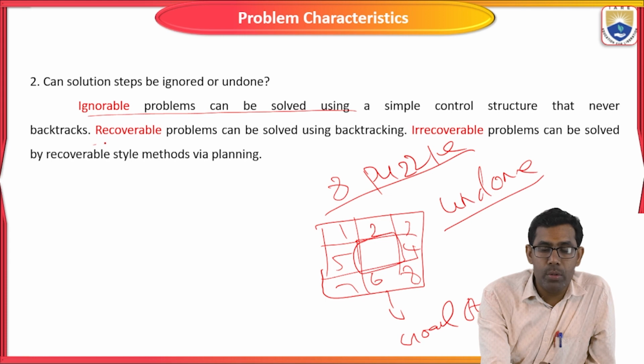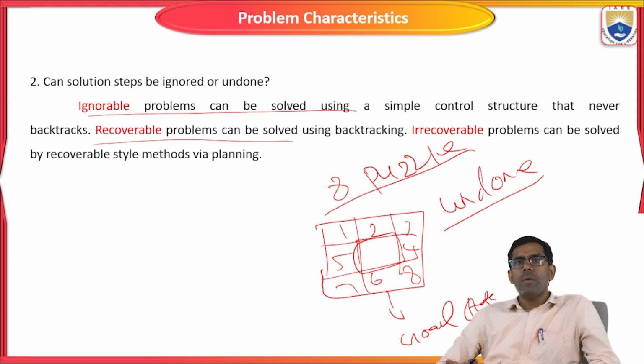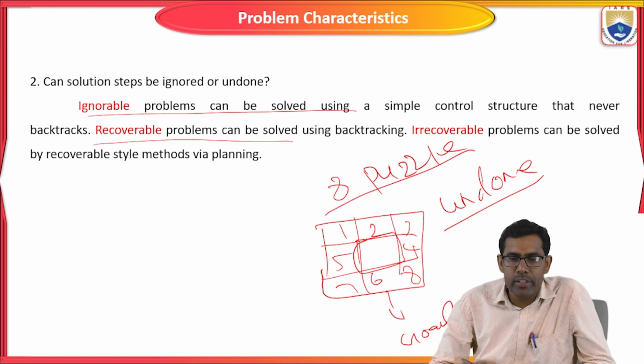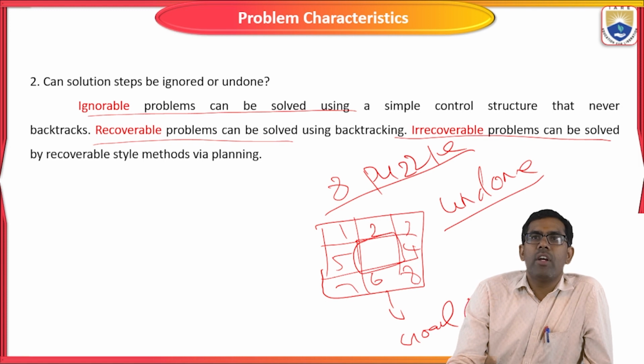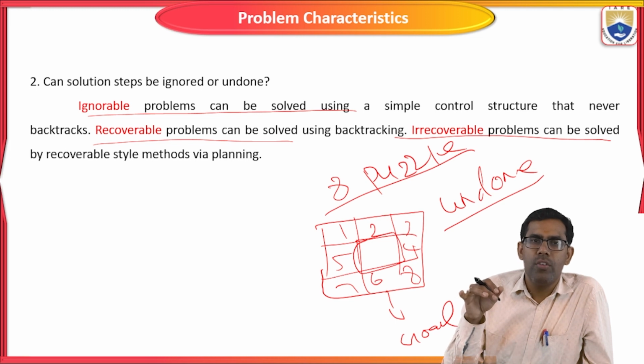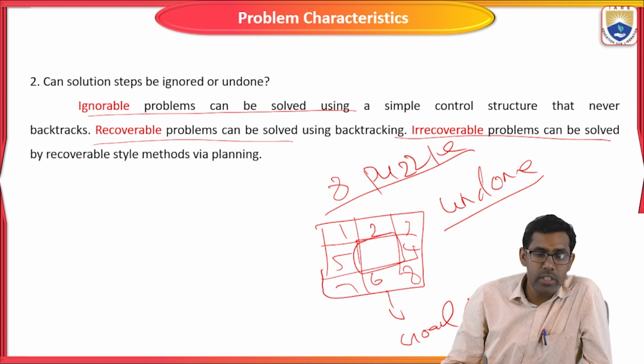The second one is recoverable problems, which can be solved using backtracking. If you are using some concepts, we use a backtracking method to recover the particular steps. An irrecoverable problem can be solved by a recoverable style method via planning. So we follow some planning, some particular methods or particular searching concepts, to solve this kind of irrecoverable problem. You should not use any moves from here. So that is the second category.